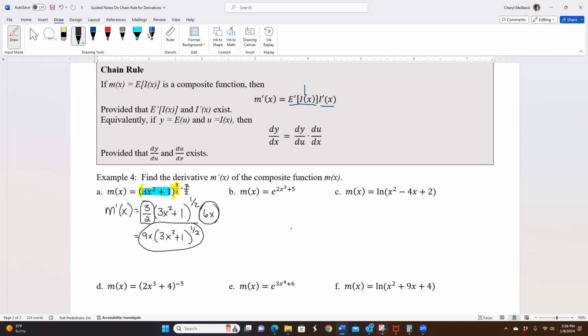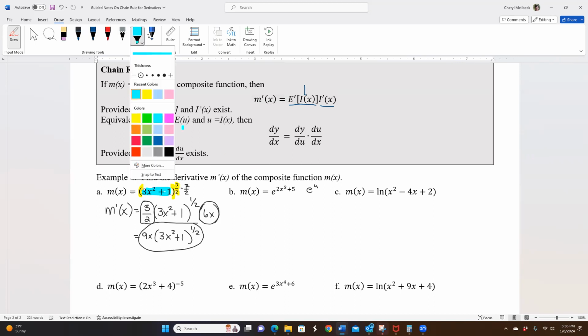If we look at b, once again, we have a composite function with the e function, e to some power, being our outside function, and then the 2x cubed plus 5 being our inside function. So let's do that again. Our outside function is the e function. Our inside function is the exponent.